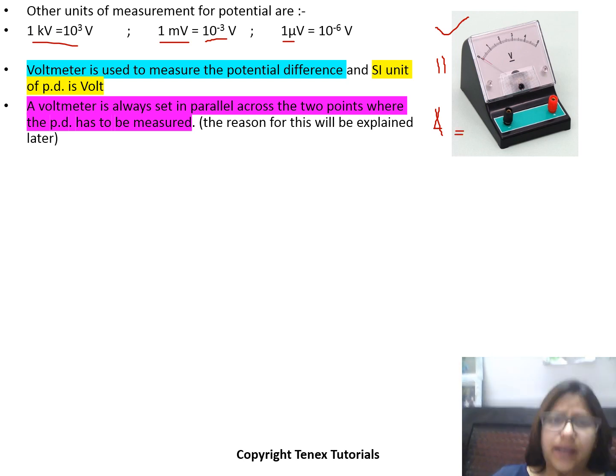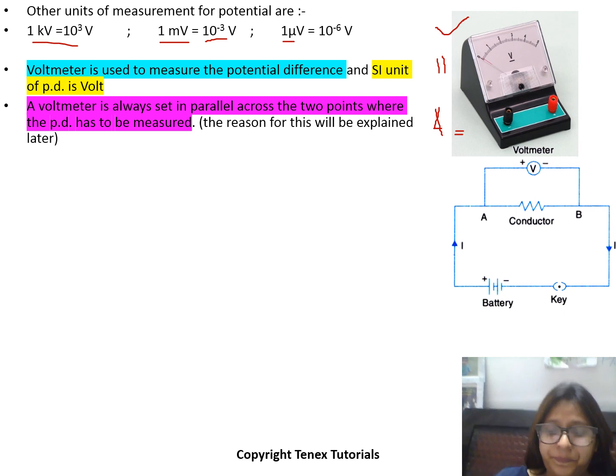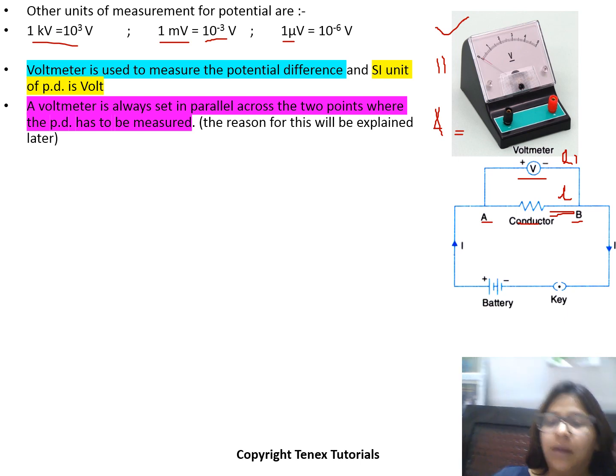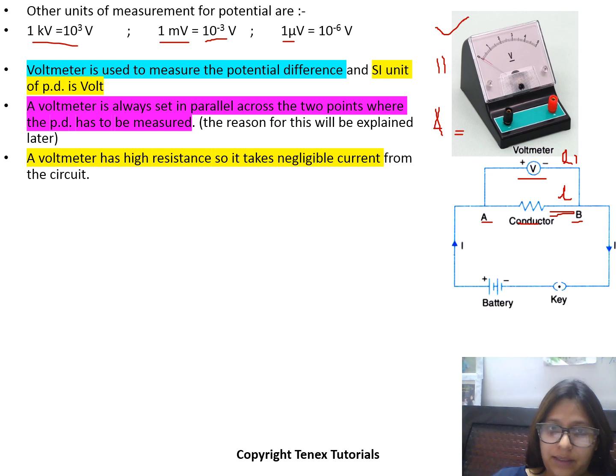Okay guys, moving forward. So this is how the parallel connection is made guys. If this is the conductor, it is in between point A and B. So if between the points A and B, the conductor is on a different wire, let's call it L, and the potentiometer or the voltmeter is on another wire, let's call it L1, then they will be called to be in parallel to each other. Okay guys, let's move forward now.